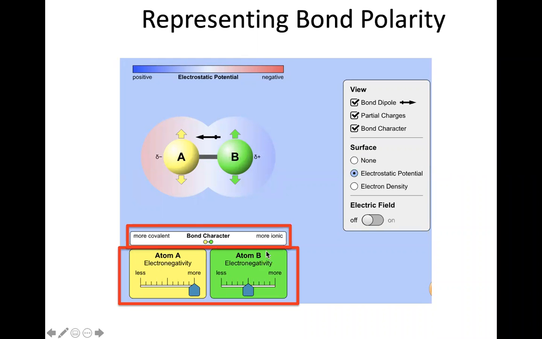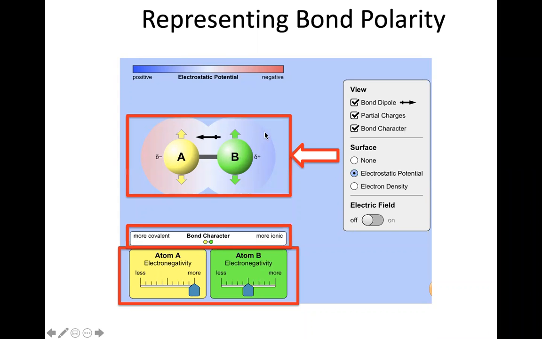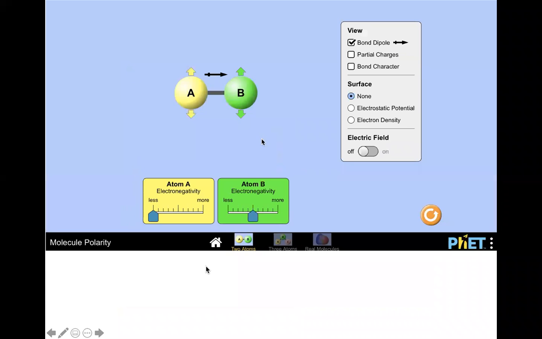So first of all, within the sim, I'm able to change the electronegativity of the atoms, A and B. I'm able to describe the bond as being covalent or ionic, or somewhere in between. I'm able to look at this representation and it's color-coded in different ways. I see an arrow pointed in one direction. I see these small Greek letters. Let's see if we can begin to make sense of these different representations and how they connect to electronegativity.